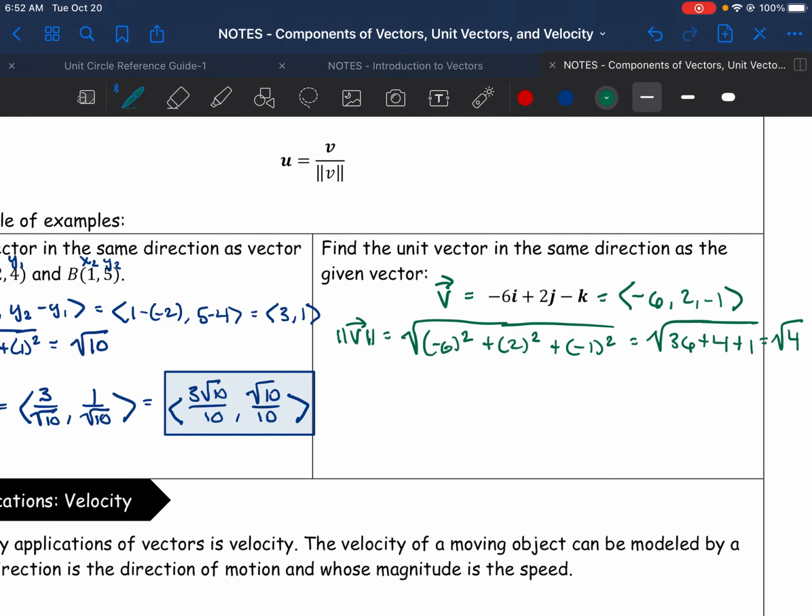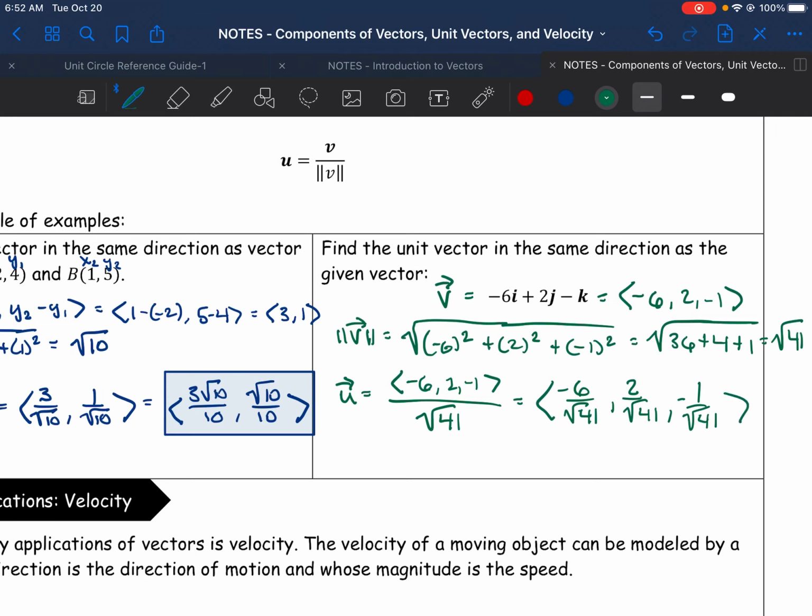Okay, so we have the magnitude of this vector is the square root of 41. Now what we're going to do to find the unit vector u is take the vector in component form, -6, 2, -1, divided by the magnitude, square root of 41. So we're going to take each of those components and divide them by the square root of 41. This would give us the vector -6 over square root of 41, 2 over the square root of 41, -1 over the square root of 41.